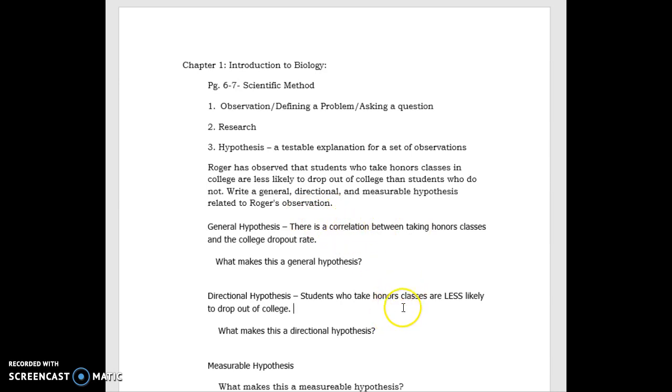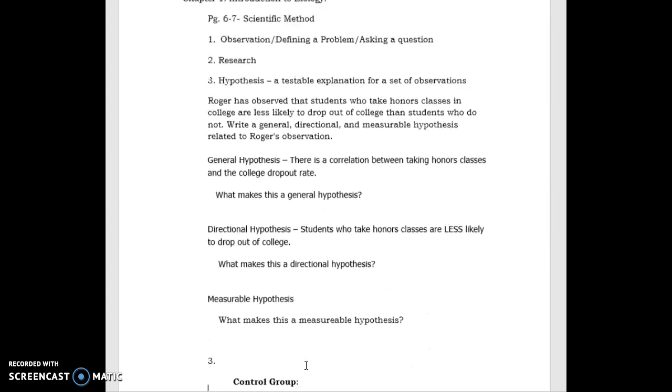Here, in order for you to agree with your hypothesis, which you will do later on, there has to be a less likely chance. So what has to happen is there is a less likelihood that you're going to drop out of college if you take honors classes. So what makes this directional? There is specifically a direction, and it's why it's called directional. I can't really avoid using the word, but it tells you a specific direction in which the two variables are related to one another. The third type is measurable.